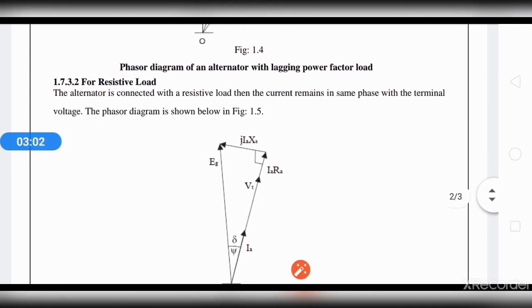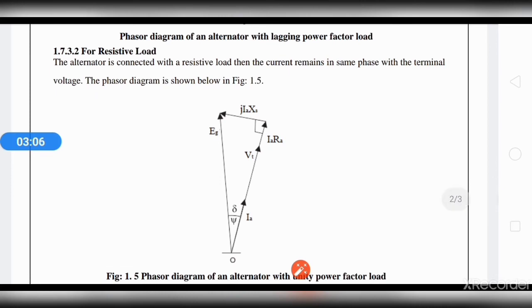Now if we consider the resistive load, we can observe that for resistive load the power factor angle is 0 and the terminal voltage is in phase with the armature current. Here also the phase difference between the generated EMF and terminal voltage is the angle shown by del, and it is the summation of Vt plus IaRa and IaJXa.